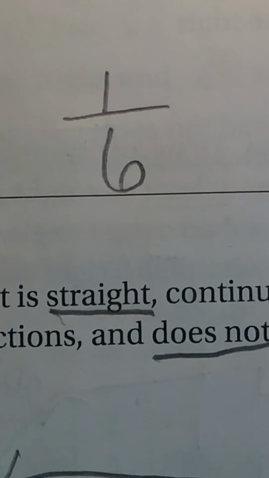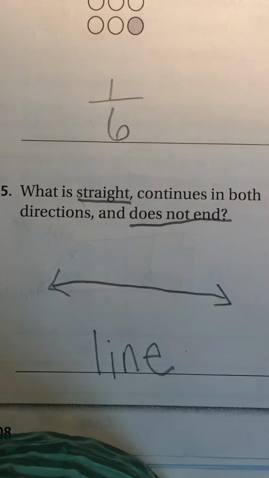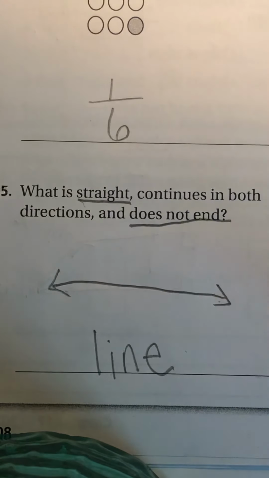All right, number 5 at the bottom. Let me zoom out here so you can see. I believe I did this one with you. It says, what is straight, continues in both directions, and does not end. That is a line. How do we know it's a line? Because we have arrows at the end. We do not have endpoints, which means it goes in both directions forever. It doesn't end. That is considered a line.